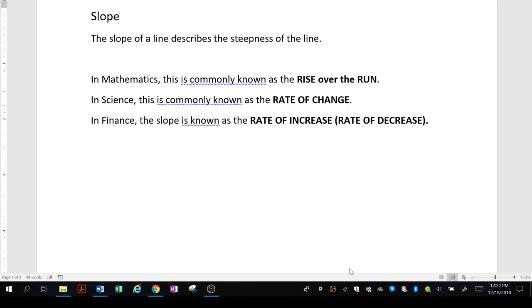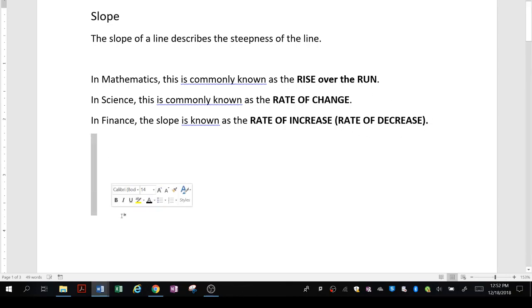In science, you might know this slope as being the rate of change. That's what it's commonly known as in science. And in finance, it's commonly known as the rate of increase or the rate of decrease, as it may be. So these are other words for the slope of a line.